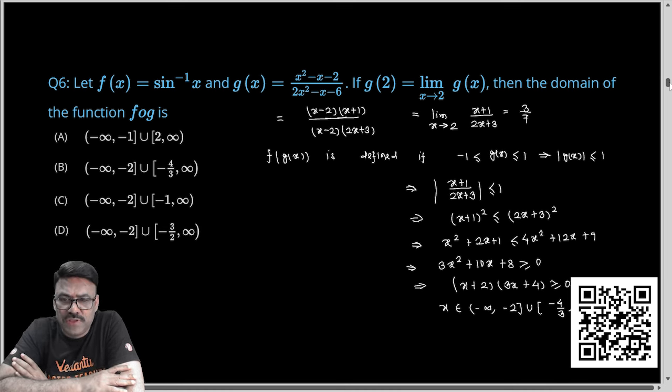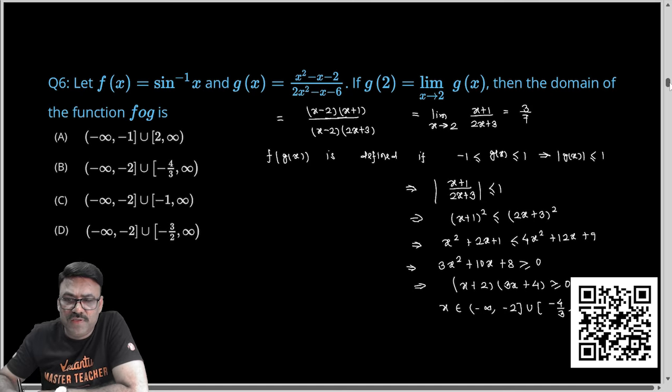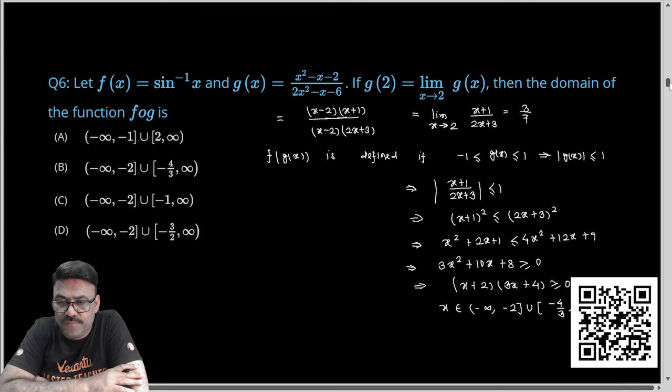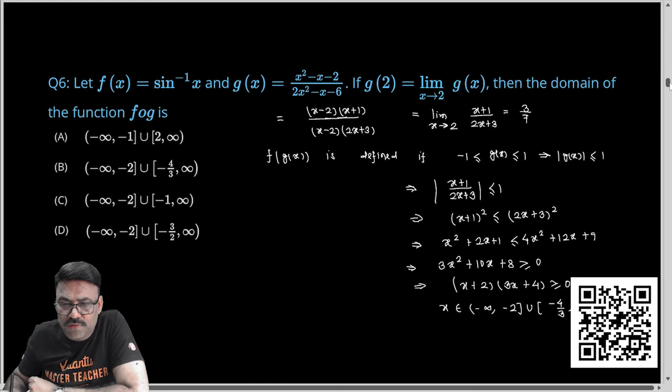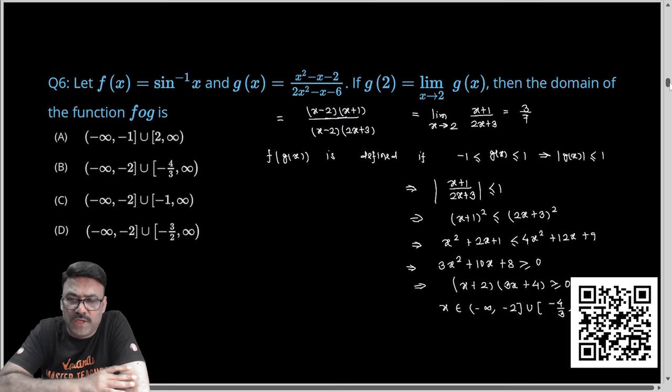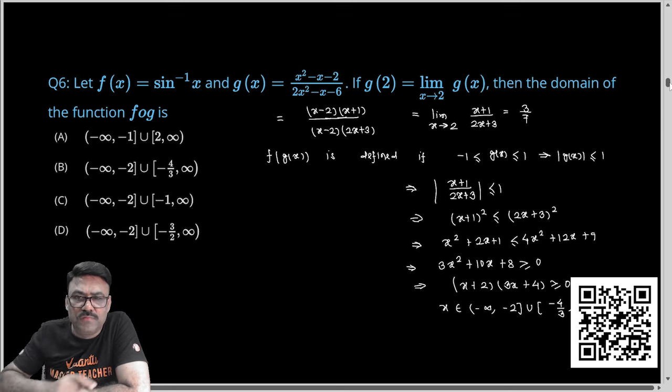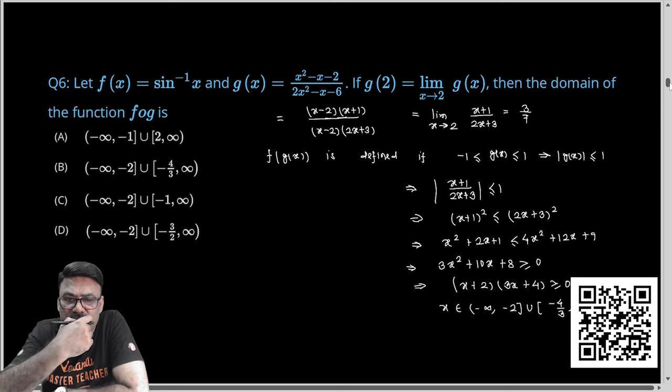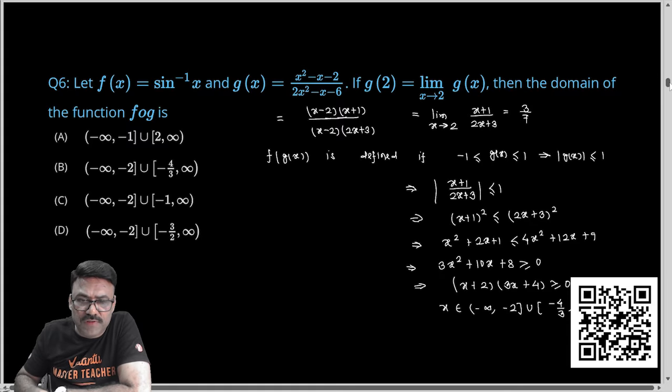But one more thing I should check here. Can I take minus 3 by 2? Because at minus 3 by 2, this function g(x) is not defined. So is minus 3 by 2 lying between these two, minus infinity to minus 2 union minus 4 by 3 to infinity? Actually minus 3 by 2 is minus 1.5 and minus 4 by 3 is minus 1.33. So in fact, it is not lying between these intervals. Let me check here.